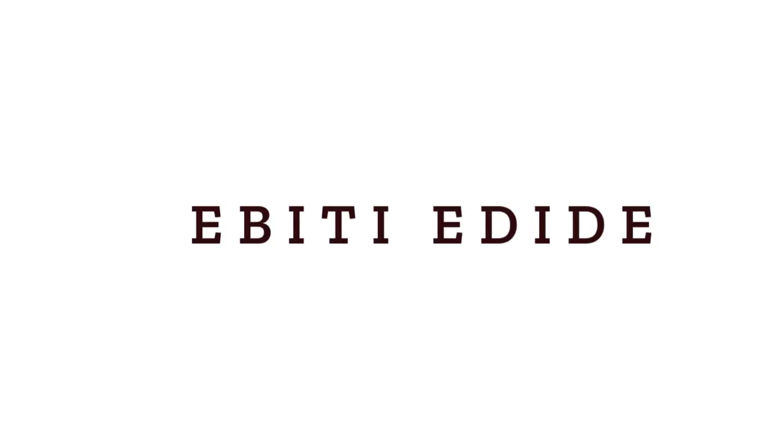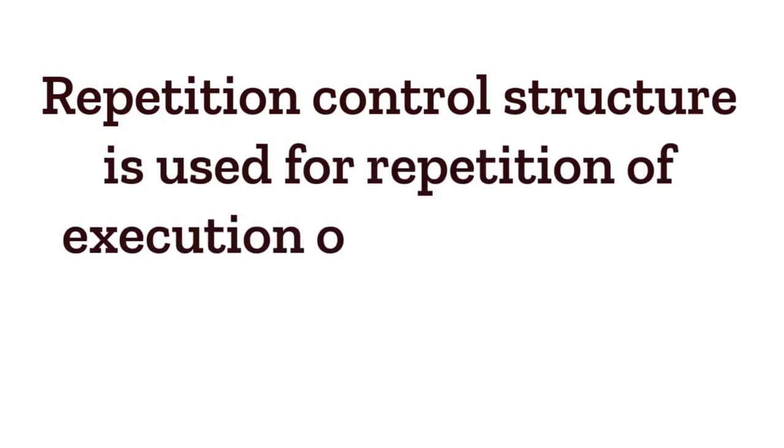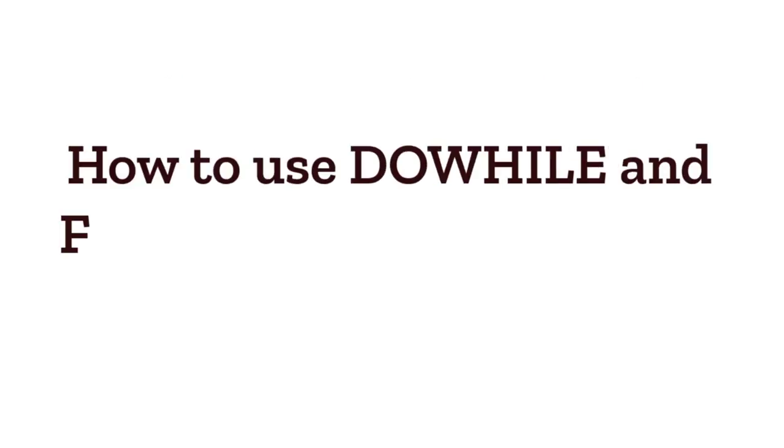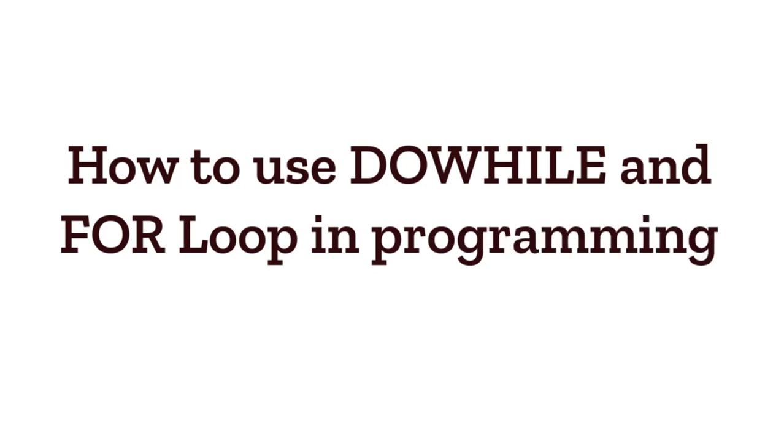My name is ENDDO. I'm your instructor for today. Today, I'll be taking you on repetition control structure. Repetition control structure is a control structure used for repetition of execution of statements. In today's class, I will show how to use the do-while construct and the for loop construct for repetition.